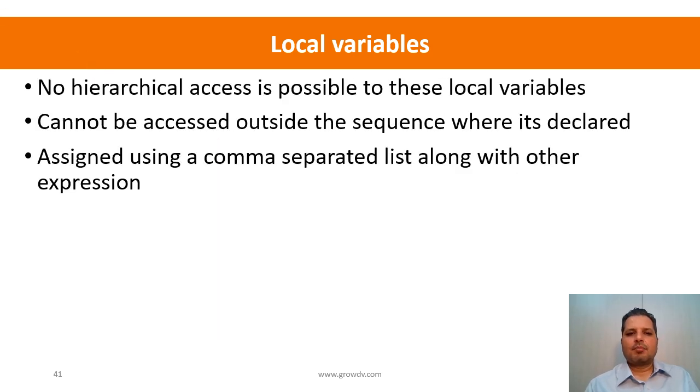Okay, so there are some properties of these local variables. They are like automatic variables in a task. You cannot hierarchically access these local variables, and they cannot be accessed outside the sequence where they are declared. That means a sequence's local variables cannot be accessed by properties, and they can be assigned using a comma separated list with the other expressions within your sequence or properties. We will look at how to initialize and use them in the next example.